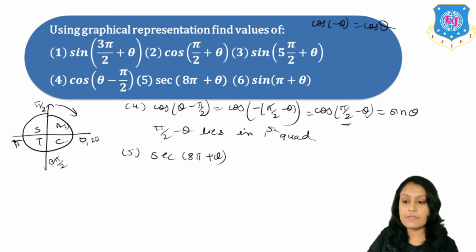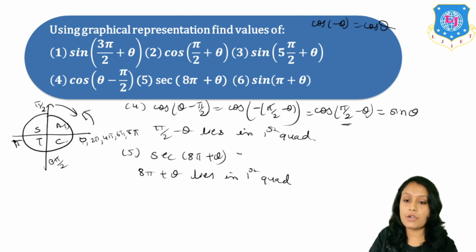The next is sec of 8 pi plus theta. Now here we have 0, 2 pi, then 4 pi, 6 pi, 8 pi. So 8 pi will come over here, so 8 pi plus theta lies in the first quadrant. And again, in the first quadrant, all the trigonometric functions are positive. We have pi over here, so sec will remain as it is. So this is your answer.